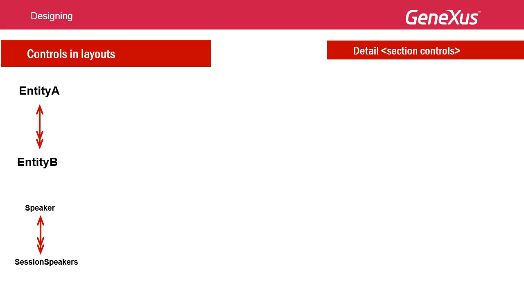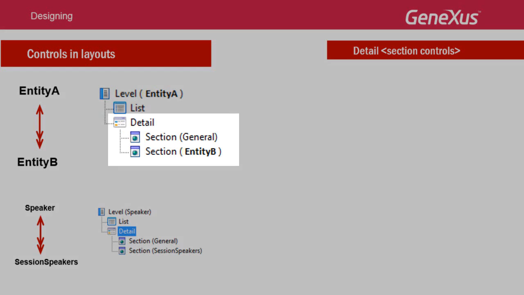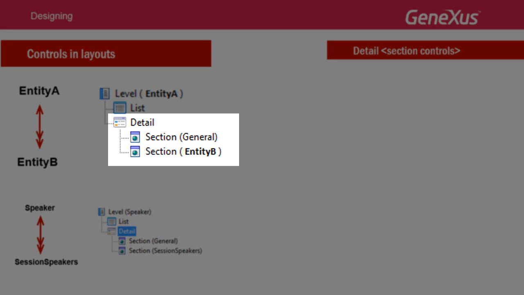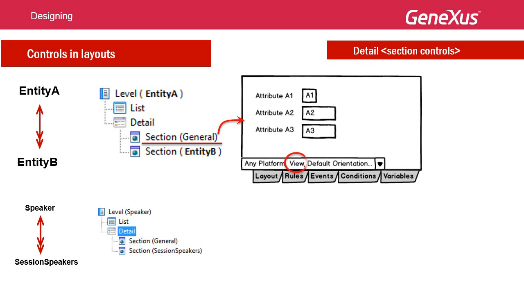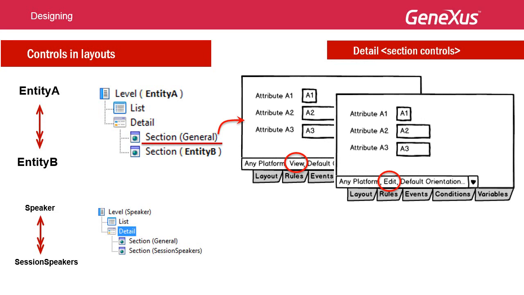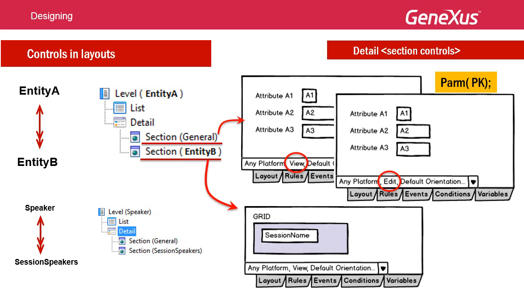So, when the work with pattern is applied to entity A, under the detail node, in addition to the general section, corresponding to the panel with the layout for viewing, view, or editing, edit, the information in A, in the rules section, we will find the parm rule to filter by this entity A. As we said before, in addition to this section, a section for viewing related repetitive data will be displayed. That is to say, the entity B section will have one grid. This section will also have to receive by parameter the entity A in question, to filter by it and keep only the related data.